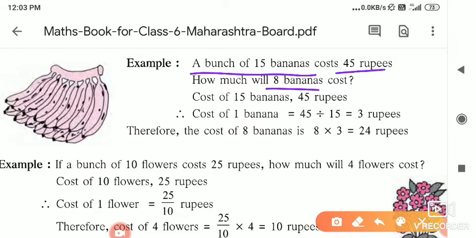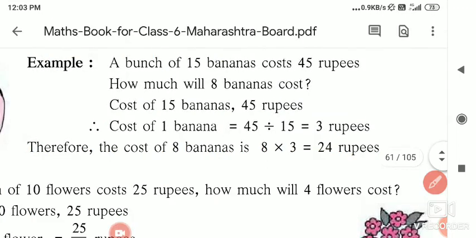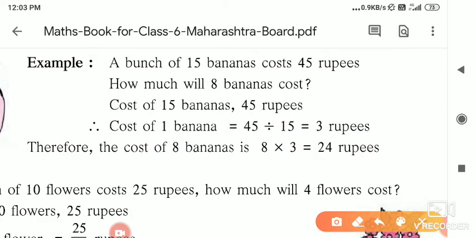For that, first of all, as I just told you, from the cost of 15 bananas we have to find the cost of 1 banana, and then you multiply that 1 banana's cost by 8, and you will get the answer to that question. So we will see how to solve the example. Here it is given that a bunch of 15 bananas costs 45 rupees.